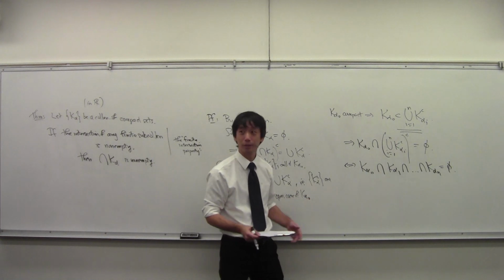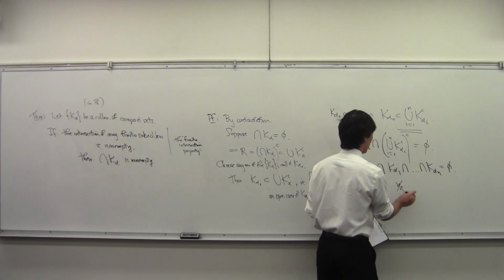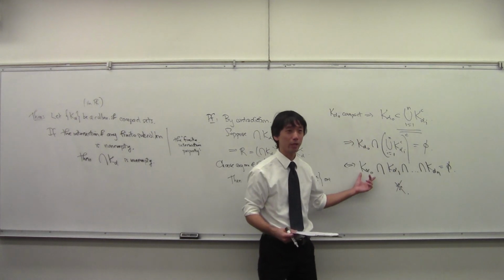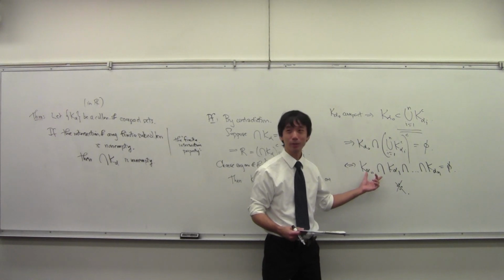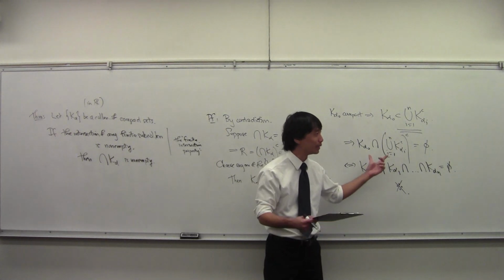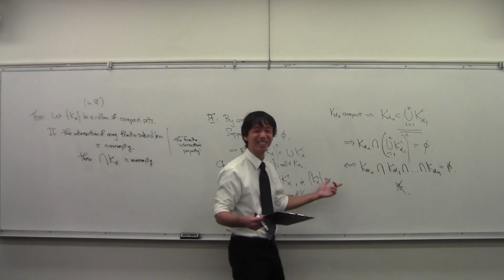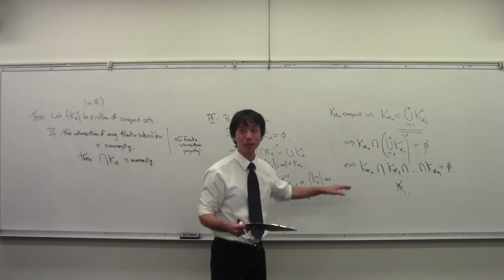But that's a contradiction, because we're supposed to have the finite intersection property. The intersection of any finite number of these was supposed to be non-empty, but here it is empty. So, contradiction.